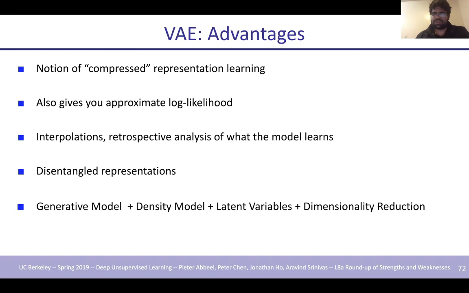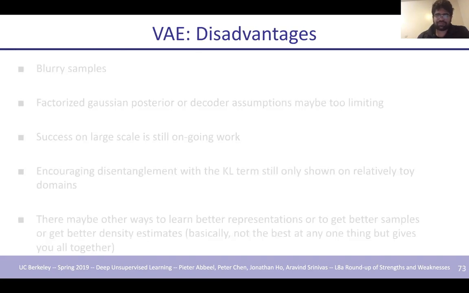You basically can sample, so you have a generative model. You have a density estimate, so you can use it for out-of-distribution detection as a density model. You have latent variables, so you do representation learning, and you also have a bottleneck representation, so you're able to reduce the dimensionality of your original data set. So a VAE is the only model that lets you do all these four things together, and that makes it very appealing. That said, there are disadvantages.